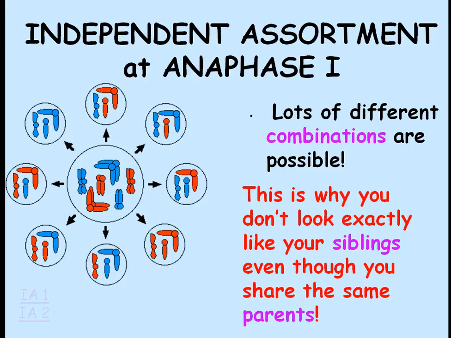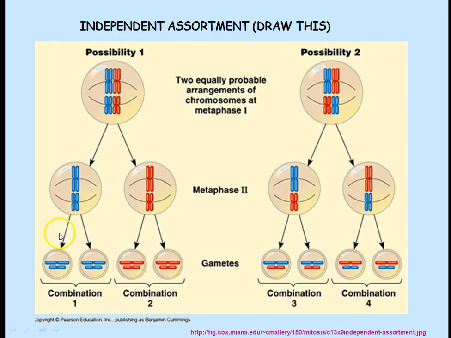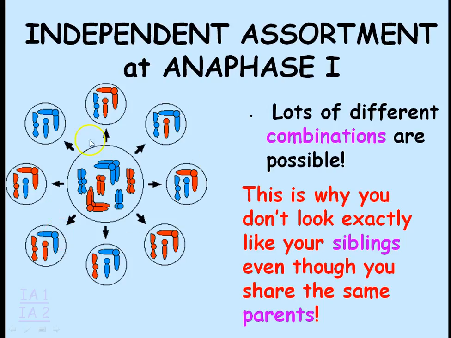Okay, so here's just another part of the independent assortment. Remember, back here is showing you 2, here is showing you 3 different ones. And like I said, there are many, many different combinations that can occur, and this is why you look different from your siblings and the parents. Obviously, you are going to look very similar, but this is why you don't look exactly the same.